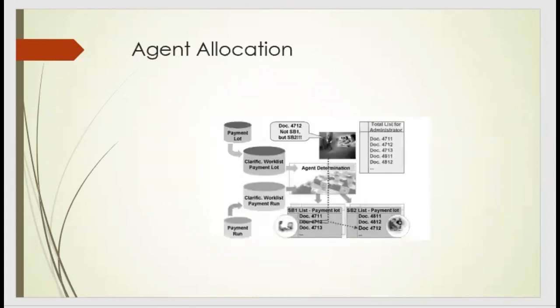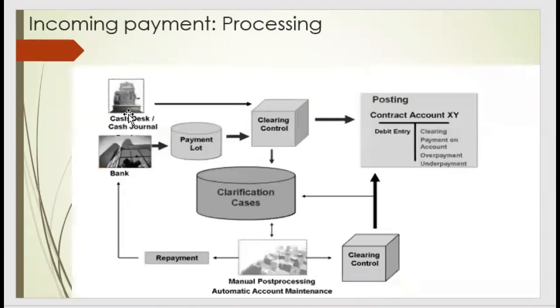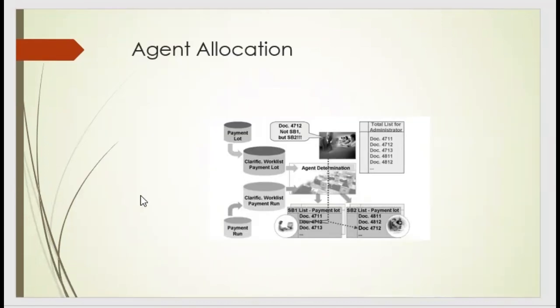Okay. So apart from clarification, we also need to understand the payment coming. Like in the diagram, you can see there are two parts. One is cash desk, the other one is bank. For the bank, we understand from the details from which bank it is coming. But similarly, we need to understand the allocation of the agent, because we have to do the manual processing.